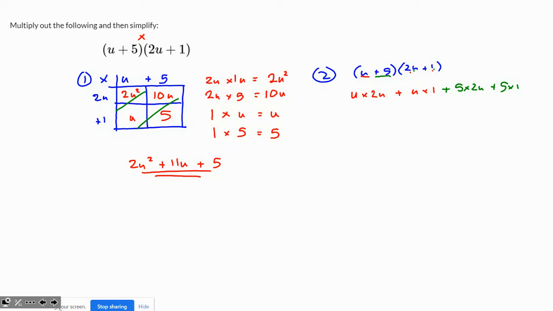Okay, so now I know I multiplied everything in the left bracket by everything in the right bracket. So to actually do those multiplications, u times 2u, we've already done just now, so we get 2u squared. We've done all of these, so I'm going to just quickly go through them. So 10u and 5. And you can see that these are like terms. So we have 2u squared, we have 11 u's all together, and we have plus 5. And you can see that's the same answer as we got for our grid method.